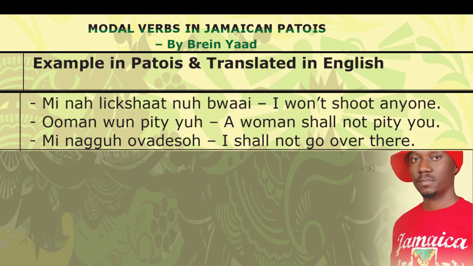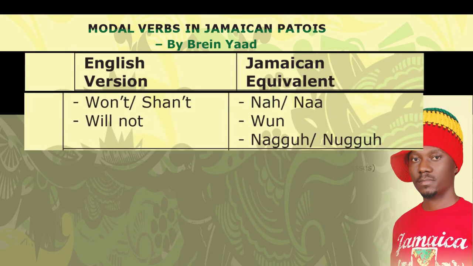And then we use nago. Nago or nogo. Will not. Nago. Meaning, me nago over there so. Example, me na go over there, so I shall not go over there. I will not go over there. I won't go over there. Nago. Won't go. Me na go. I will not go. Me na go over there, so shall not go over there.